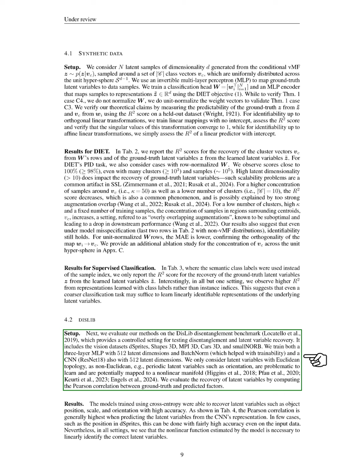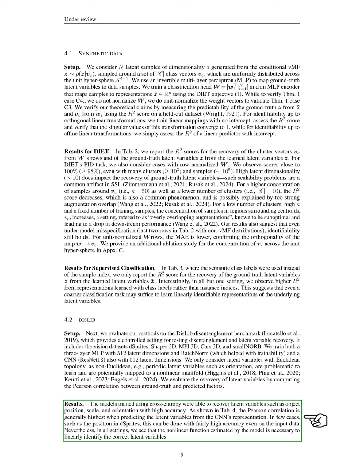We assess the recovery of latent variables by calculating the Pearson correlation between ground truth and predicted factors. Our models trained with cross-entropy successfully recover latent variables like object position, scale, and orientation with high accuracy. The Pearson correlation is generally highest when predicting latent variables from the CNN's representation. In some cases, such as position in DS-sprites, we achieve high accuracy even on the input data. However, we find that the nonlinear function estimated by the model is essential for correctly identifying the latent variables.